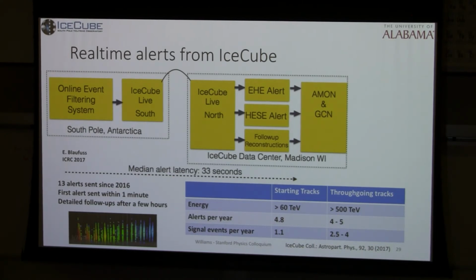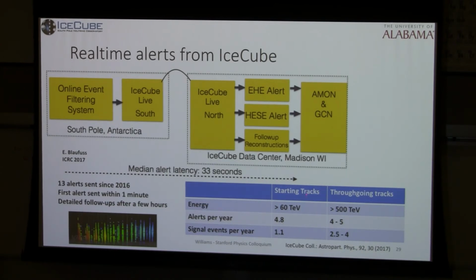And so we've sent 13 alerts since 2016. We usually send the first alert, as I mentioned, within a minute. And then after a few hours, we send detailed follow-ups based on reconstruction of the event and try to send a better estimate of the angular error of this event and any changes in its location that may have happened in reconstruction. And so this is a picture of one of our through-going track events. Very pretty. This is more than a PeV of deposited energy in the detector.